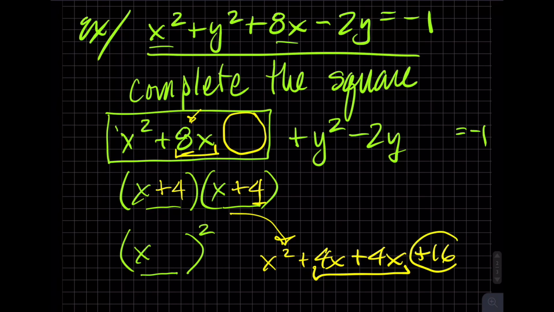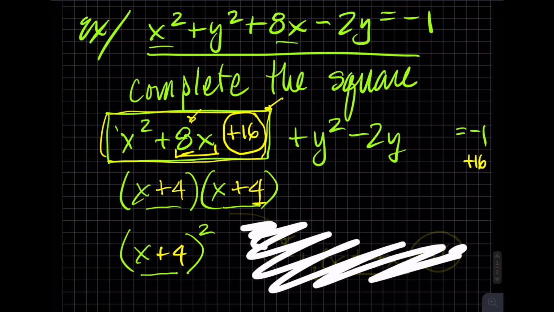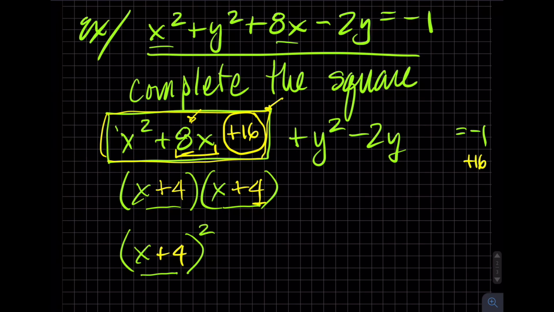So I'm going to add 16 to this side of the equation, to the left side, in order to complete this square. But since I added 16, you chose to do that, or I chose to do that, I'm going to have to add 16 on the right-hand side of the equation. Okay? So now we're going to have to do the same thing with the y values.